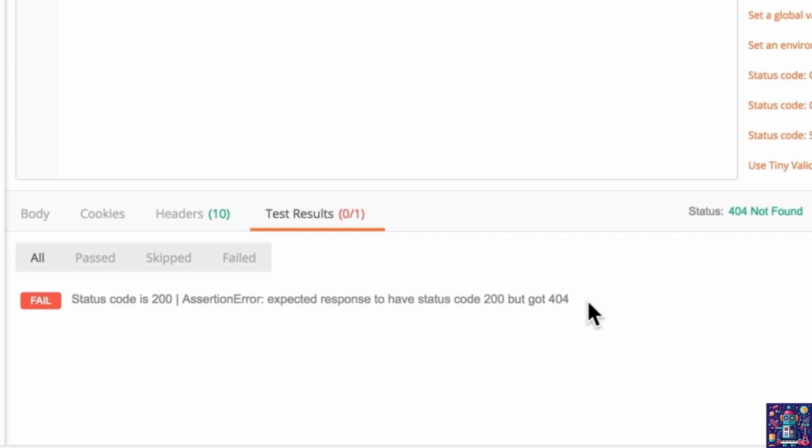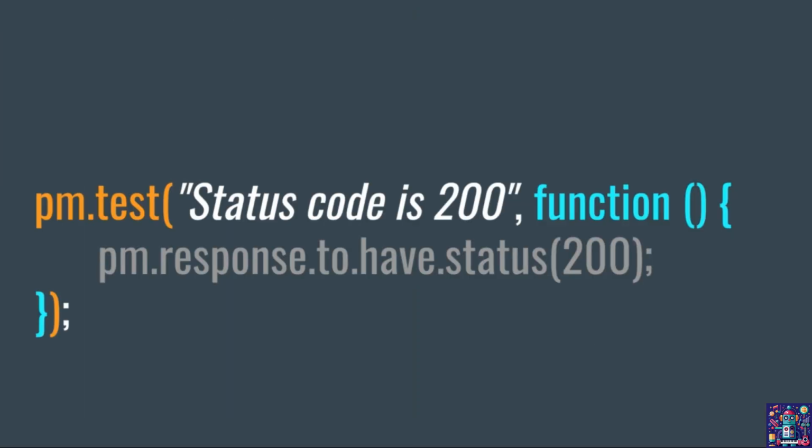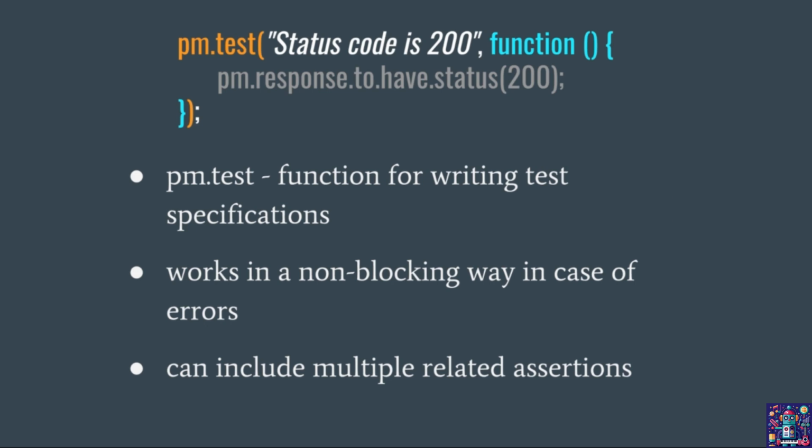Now, let's go back to the slides and try to understand a bit what exactly is happening there. I've changed the color a bit to make it easier for you to understand. You will see here that the test will start with pm.test. In Postman, this is the function for writing test specifications. And actually, this is all you need to know about it, because all the tests that you will be writing will start with pm.test. This is the function that you always call in order to write a test.